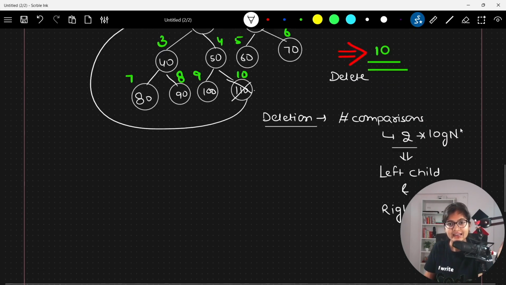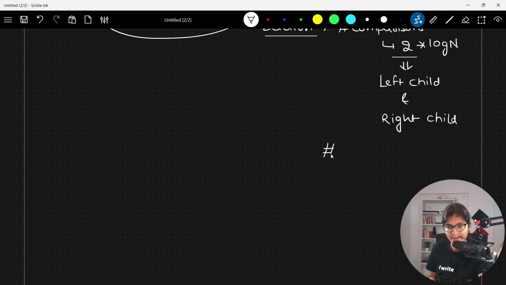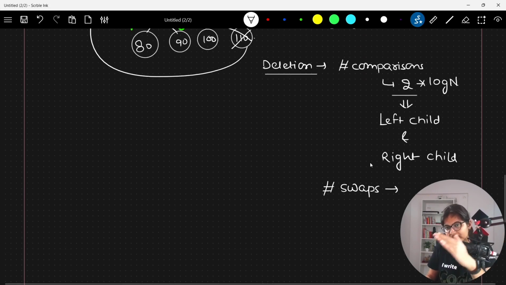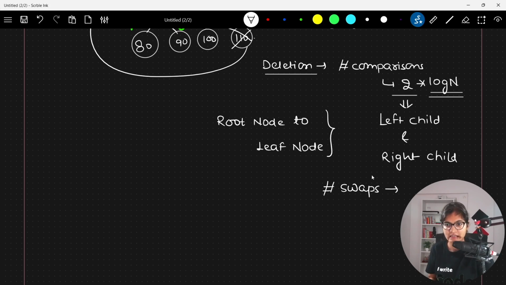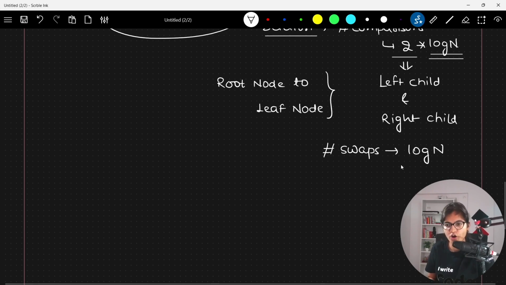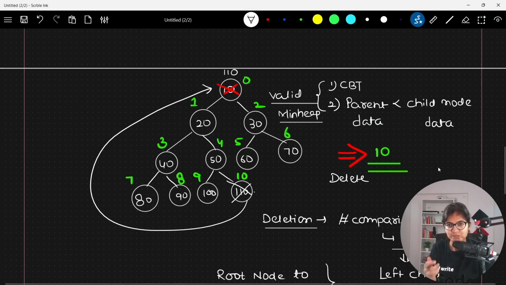That's completely fine. And how many swaps will happen? Again, we are starting from the root node and going until the leaf node in the worst case scenario. So here in deletion, we are starting from the root node and moving until the leaf node, right? So root node to leaf node is the worst case scenario, meaning at this point we are taking log of n steps again. So the number of swaps will be equal to log of n, right? Log of n. So now let's get started.